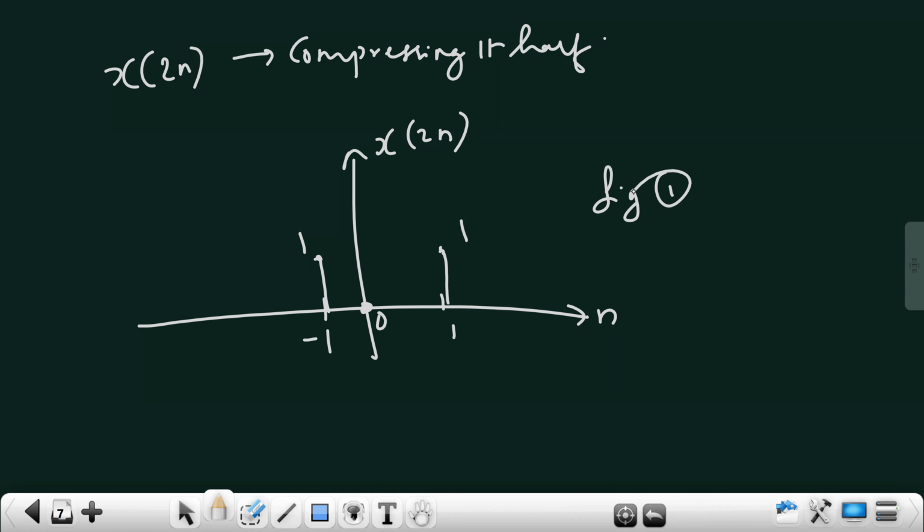Now you have to draw figure number 2. That is y of n minus 4, I guess. The second figure is y of n minus 4 that you are going to plot. Yes, y of n minus 4. So you need to shift the entire signal towards the right side by 4 units.